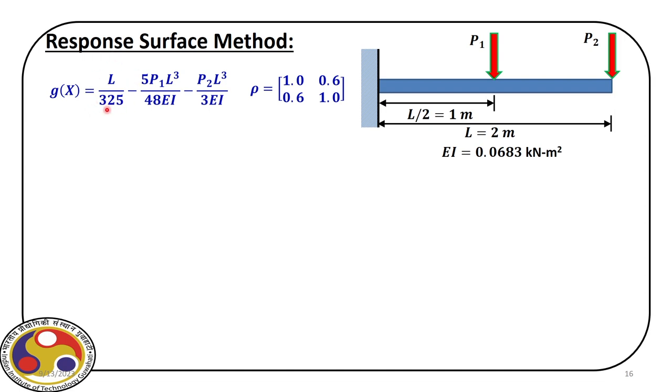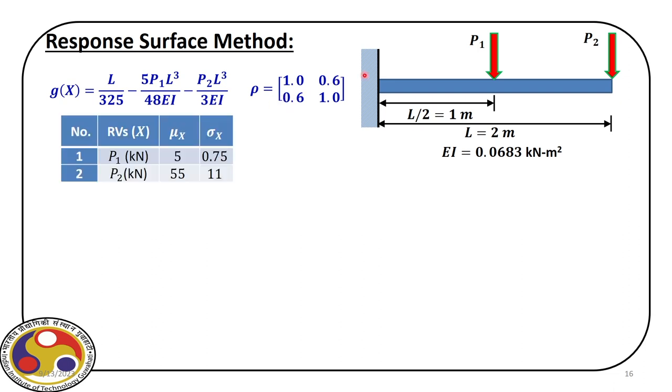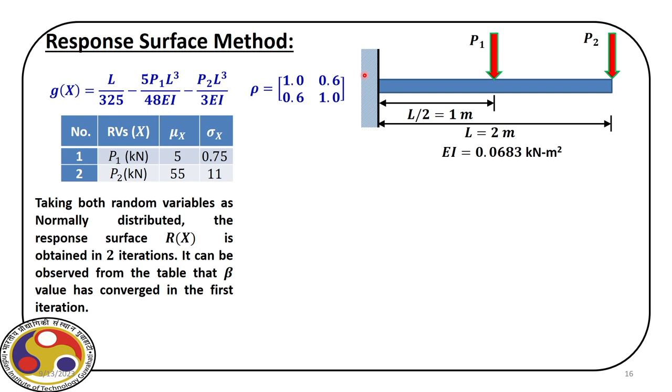So you have an allowable deformation and then applied deformation, and the difference between these two is the limit state, where we have two loads P1 and P2 and they have a correlation also. In this case again we start with the mean as our reference point, and the properties of the random variable you can see on your screen.